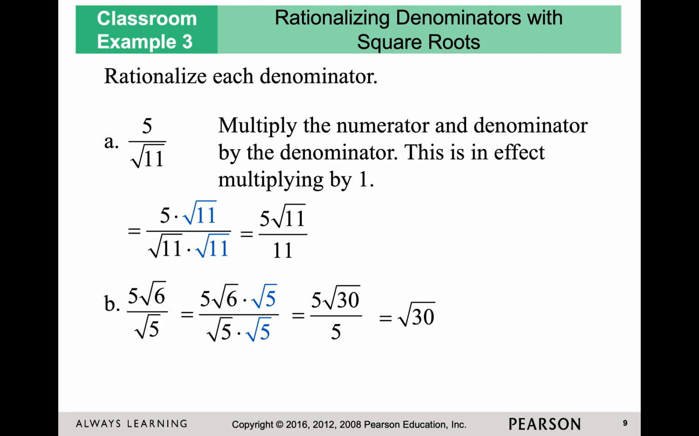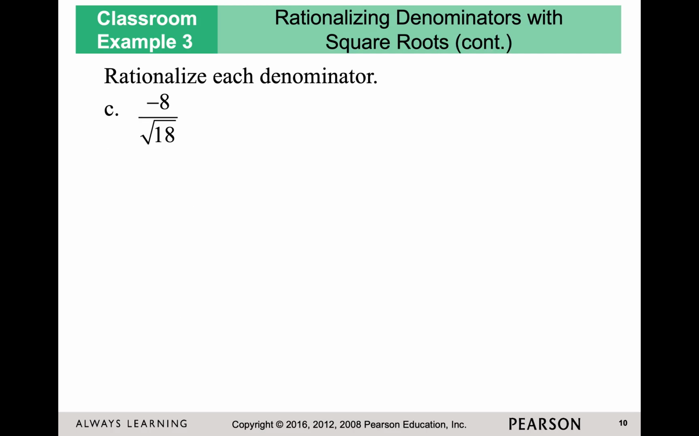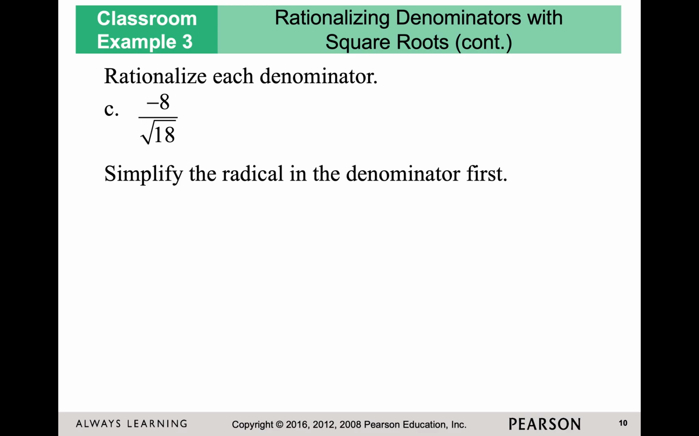And then at this point, I have a 5 in the top and a 5 in the bottom, and I can go ahead and cancel those out. Here, I have a square root of 18. It doesn't matter that the top has a negative in it. That changes nothing about the process.